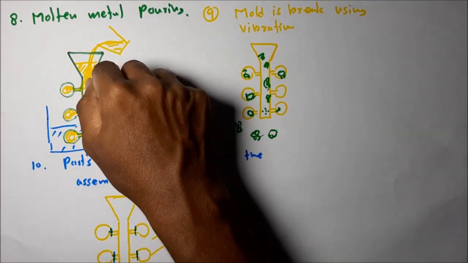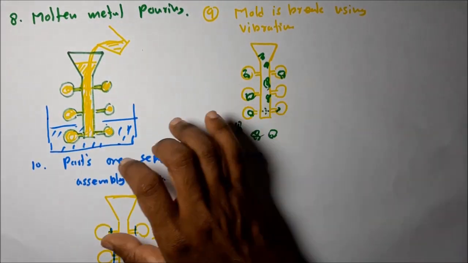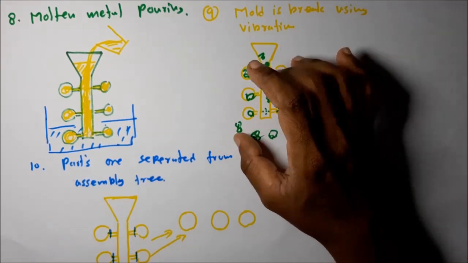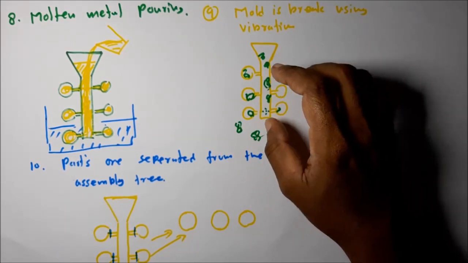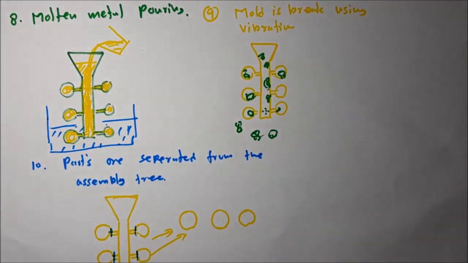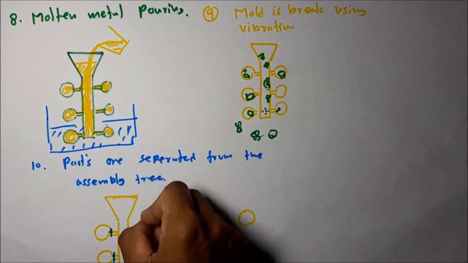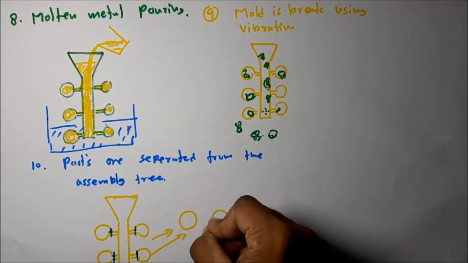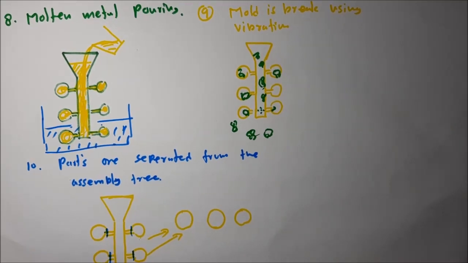Then this sprue acts as a riser for the solidification. Then after the part solidifies, the shakeout process is used to remove the shell. The shell is broken using a vibration process. Then the shell can be removed. Then after removing the shell, the part can be separated from the sprue using machining operations. This is the part we manufactured in this investment casting process.